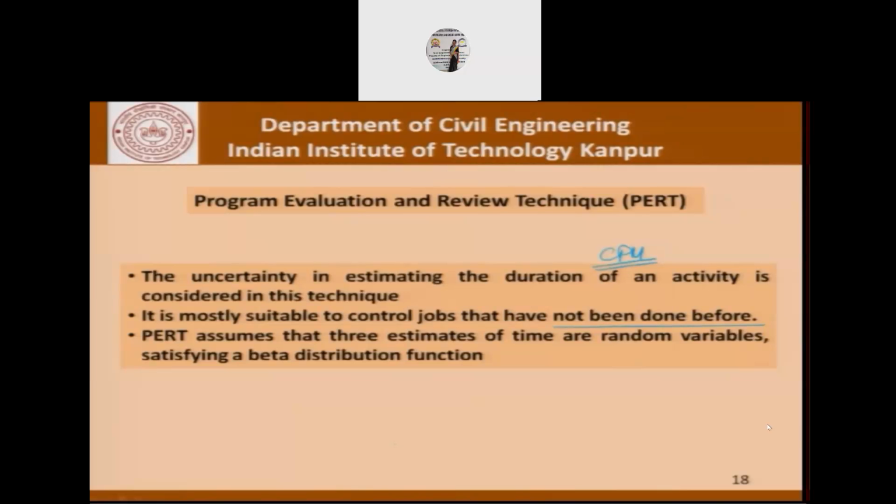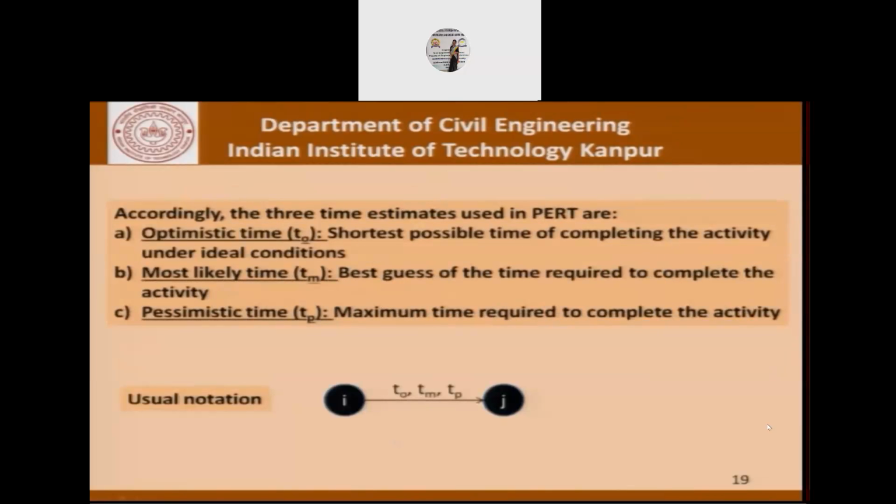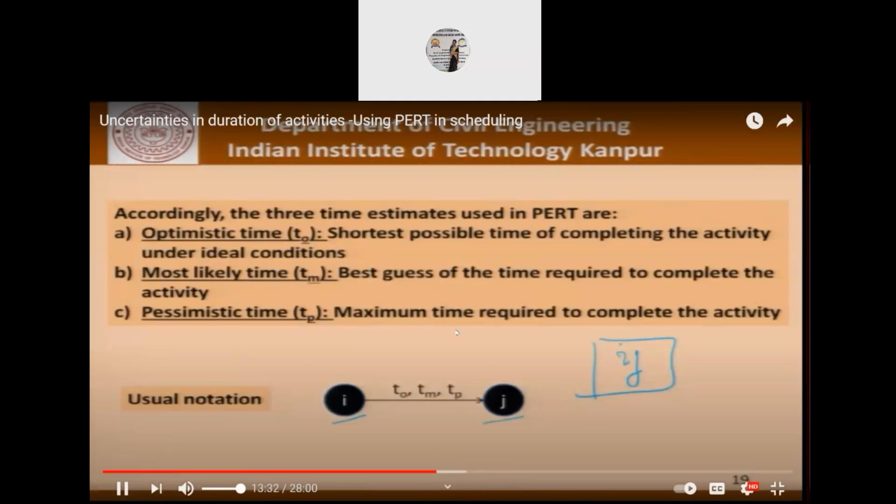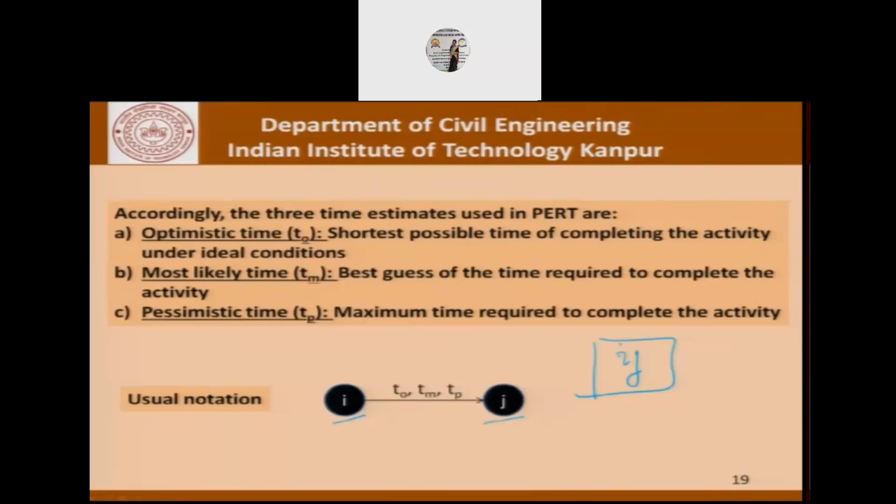So this is what we have been talking about, and now let's try to see how we actually implement it on ground as far as activities are concerned. So we have been talking of an activity ij all the time. So here also we are saying that there's an activity i and j, and we are talking of 3 times associated with it. Optimistic time TO, which is the shortest possible time of completing the activity under ideal conditions. The most likely time TM, which is the best guess of the time required to complete the activity, and the pessimistic time TP, which is the maximum time required to complete this activity. So usually the notation followed is given here. For an activity ij, we give TO, TP, and TM.